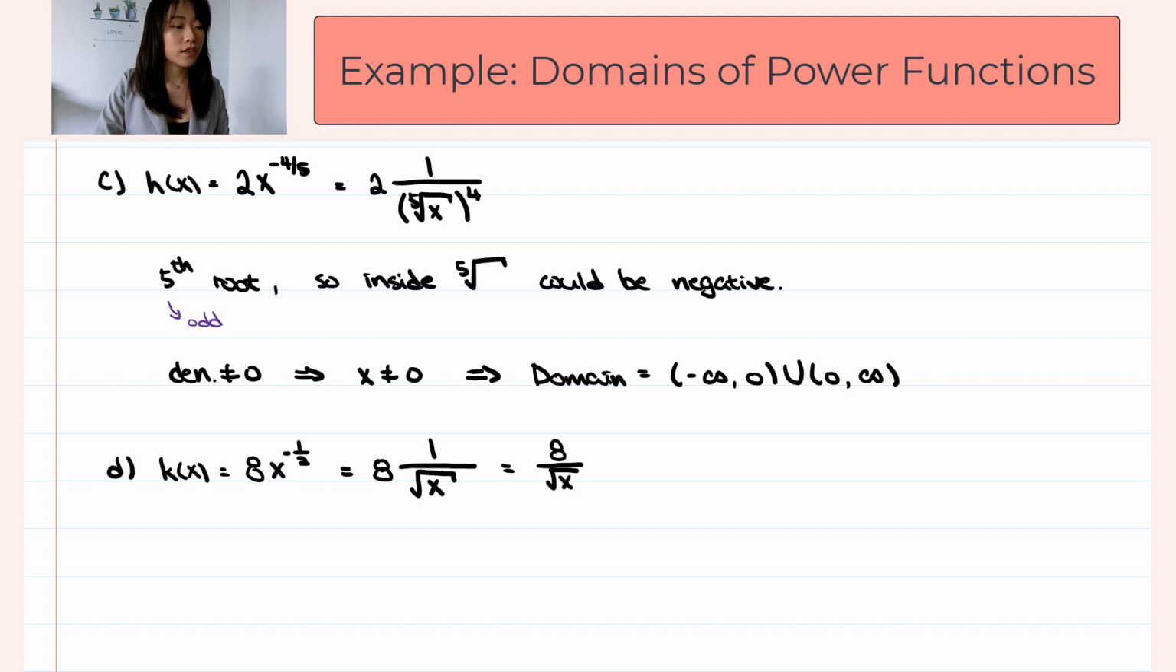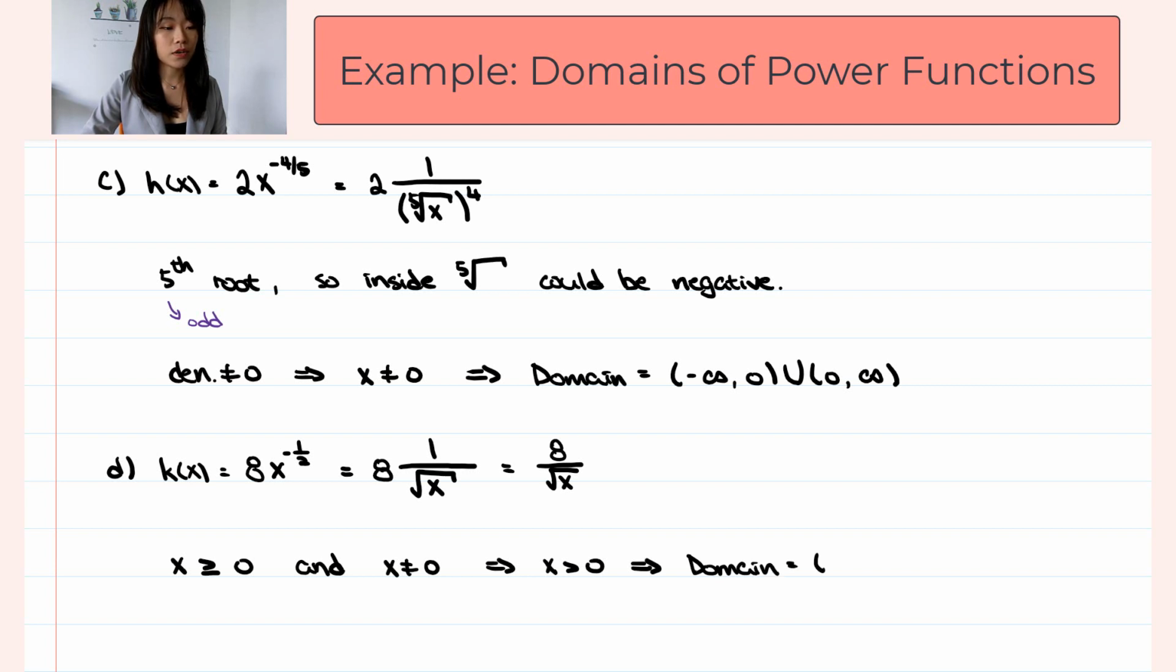There are two constraints. First of all, x is inside the square root, and what's inside the square root has to be non-negative. So x has to be greater than or equal to 0, and the denominator cannot be 0. So x cannot be 0. Then if we combine these two, that means x has to be greater than 0. So using interval notation, the domain of k of x is from 0 exclusive to infinity.